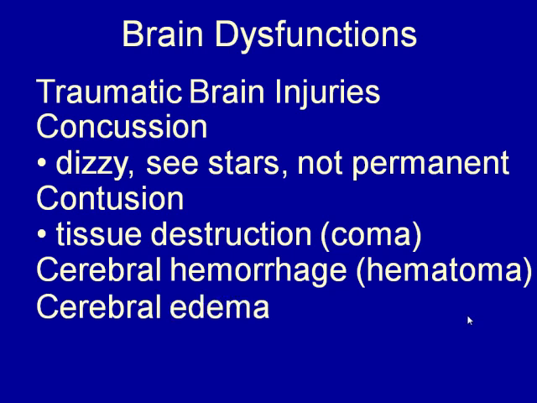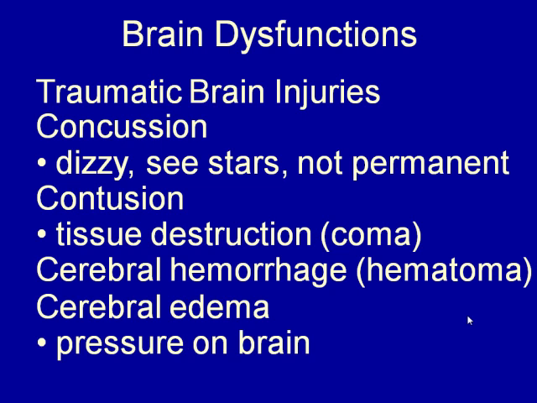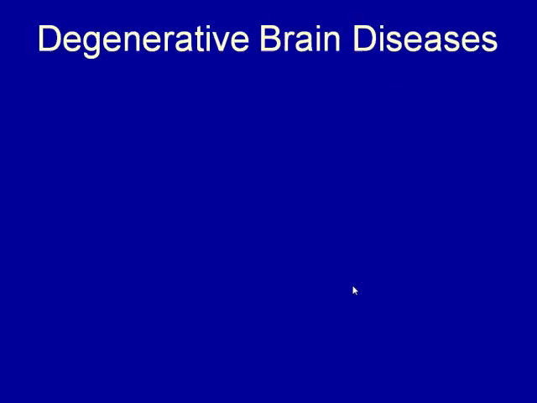Cerebral edema can occur basically from any brain damage. This is when the brain tissues fill with fluid and the brain swells. As the brain swells, because it's enclosed in the skull, pressure is going to be put on the brain. And of course, this can cause permanent brain damage, can cause comas. They do things like give steroids to reduce the swelling of the brain.